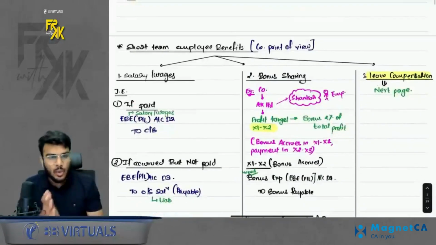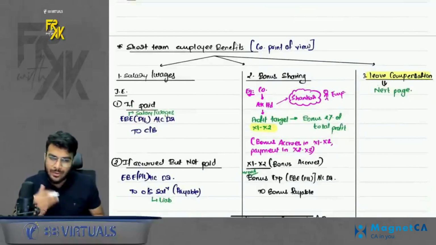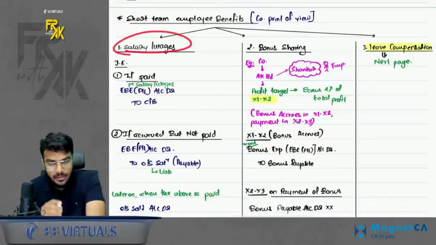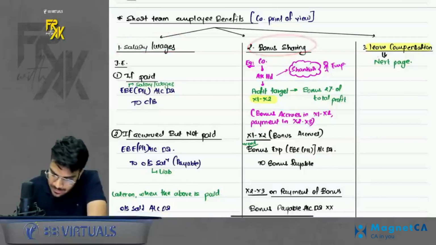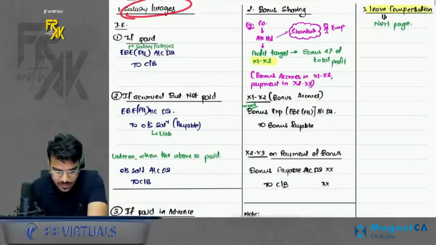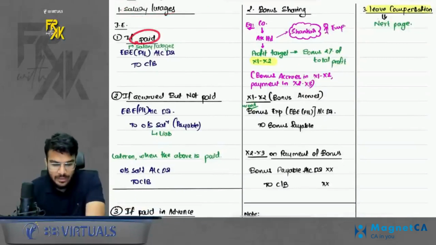Now generally what all things are covered under short-term employee benefits. I have made a good summary in the notes, so you should refer to the notes rather than a textbook. First, it was salary and wages, then bonus sharing plan, and leave compensation. We will revise each of them one by one. First is salary and wages. If the company pays the salary immediately, what is the entry? Salary to cash or bank.